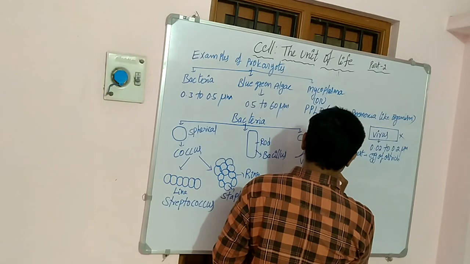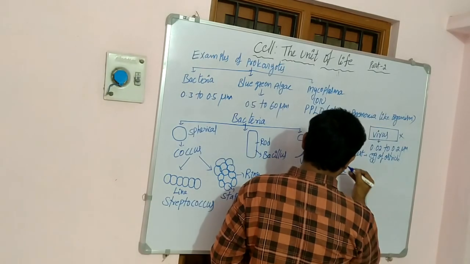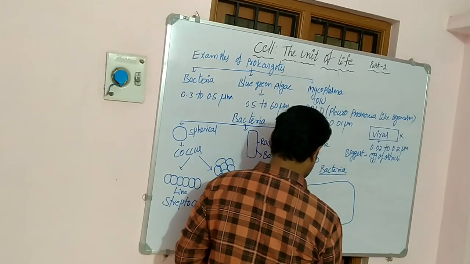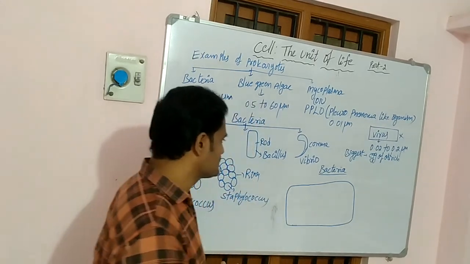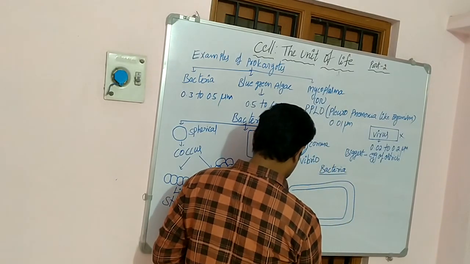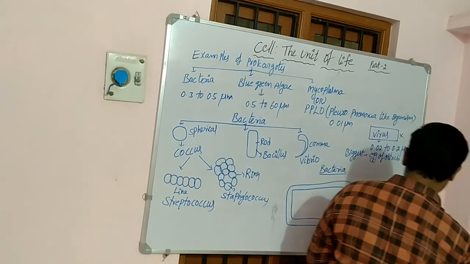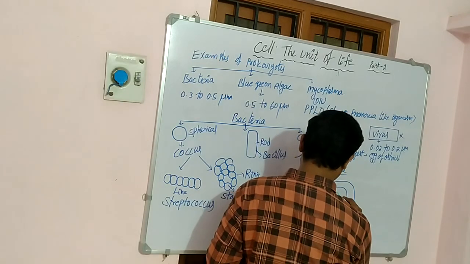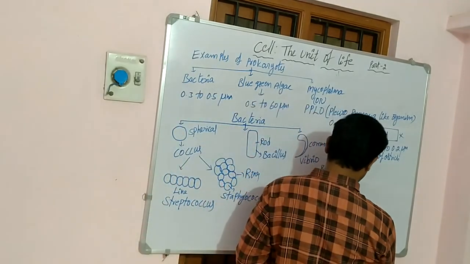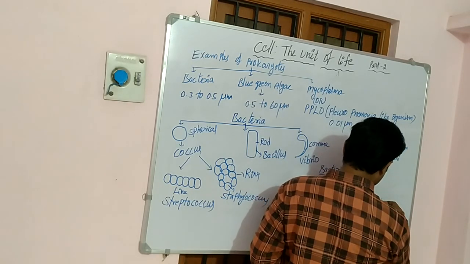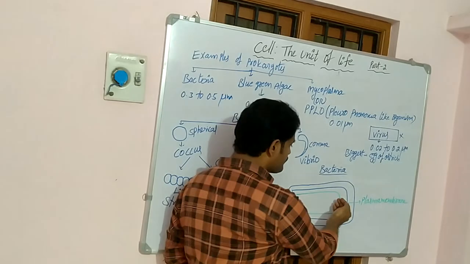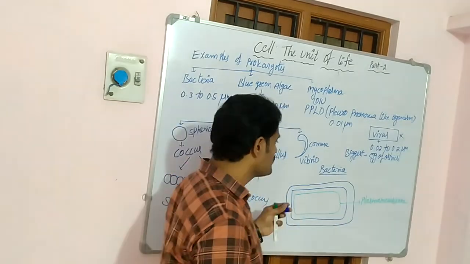For suppose I will draw here one bacteria cell. When we observe the bacteria under the electron microscope, commonly the bacteria cell, for suppose this is one bacteria cell, it is covered by, or consists of, majorly three membranes. See here, three membranes like this. The innermost membrane of the bacteria is called plasma membrane. So the innermost membrane is called what? Plasma membrane.